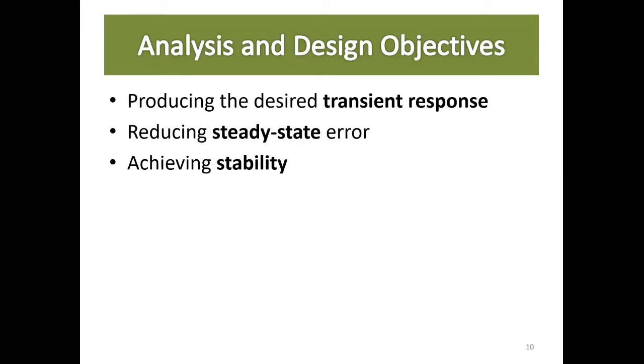Okay, and if you want to design a control system, you need to remember a few things: the transient response, that means how fast it can go; the steady state error; and stability. Is it stable or not? So these three things are important parameters to design a control system.